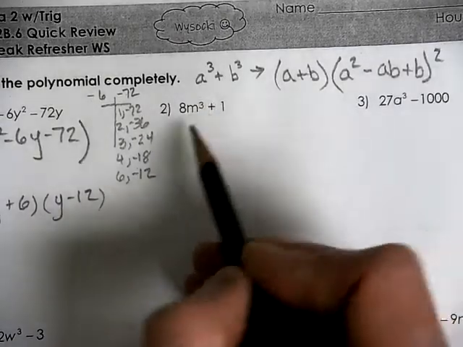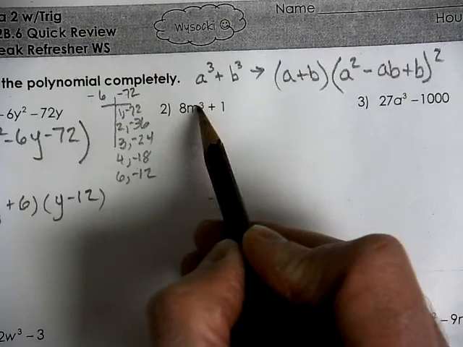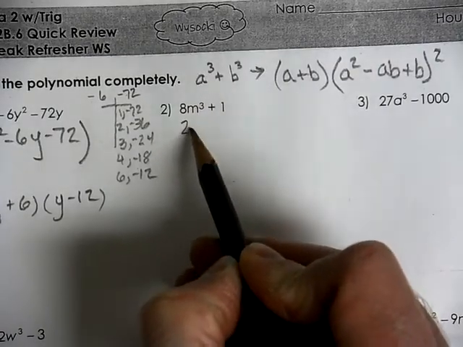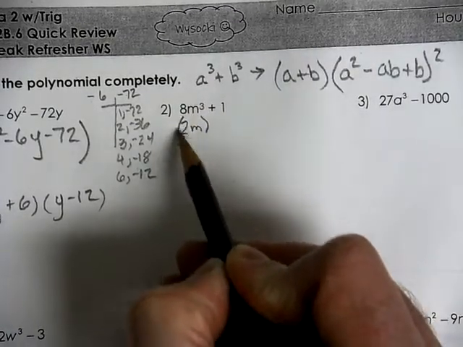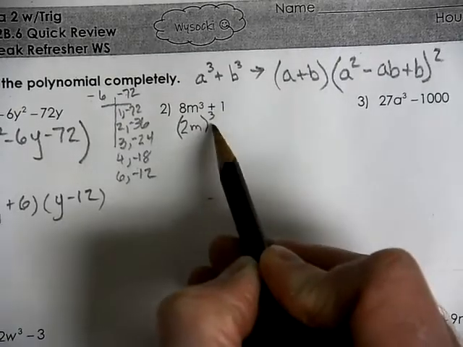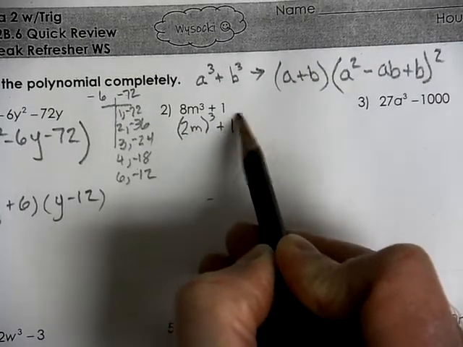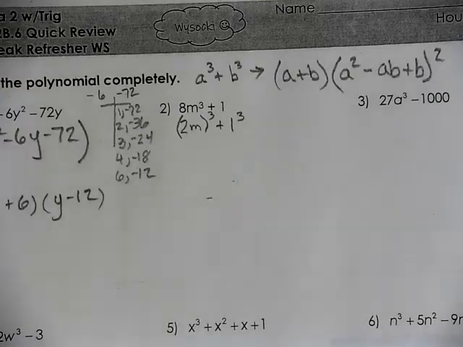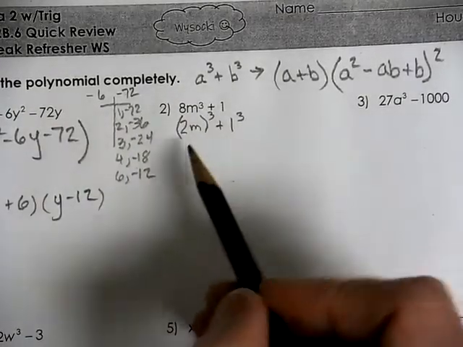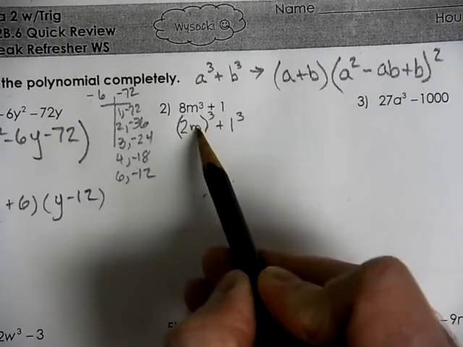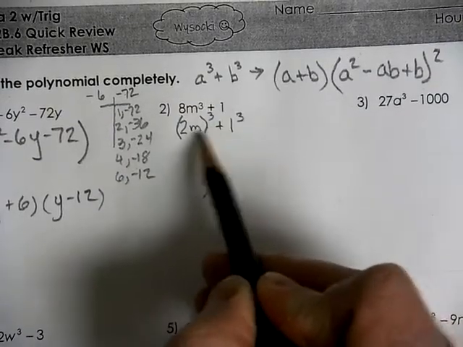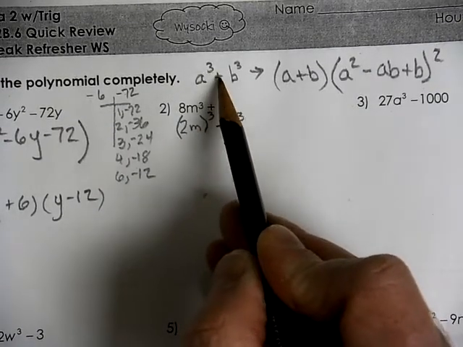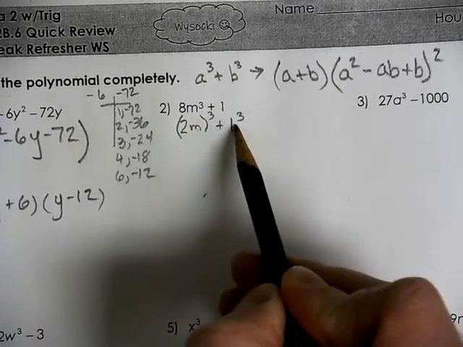When we look at 8m cubed, we can take the cube root of that. That would be 2m. So we have 2m that's being cubed, and we have 1 that's being cubed. You typically might not write that line, but your brain definitely has to think that line. I would like you to write it. Then we notice the pattern that we have the sum of two cubes.